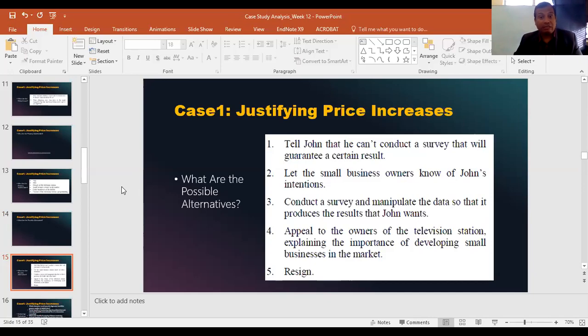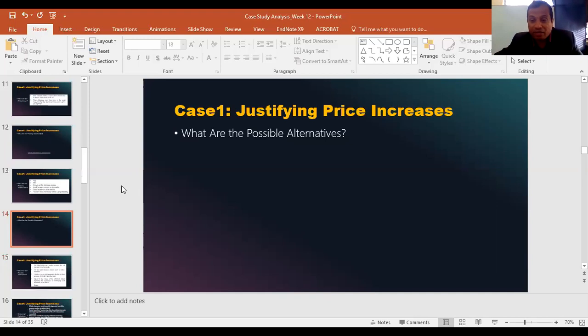Let's have a discussion on what alternatives Sam has in this case. Sam is now in an ethical dilemma. Should he obey John or not? Isn't it, he has to follow his boss? Not necessarily. That's why this case brings up the sort of dilemma which Sam has. So think of yourself in the position of Sam, and now tell me, what alternatives do you have?